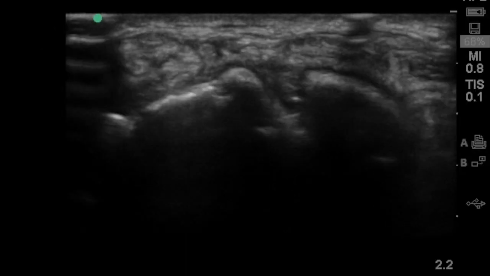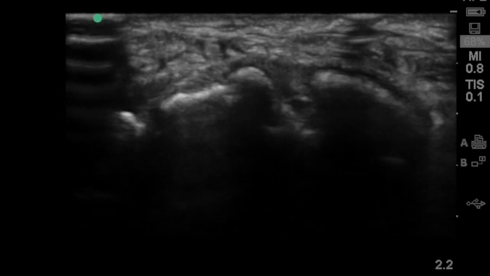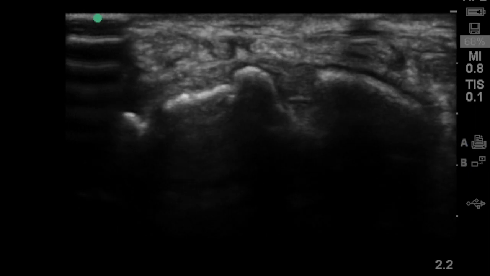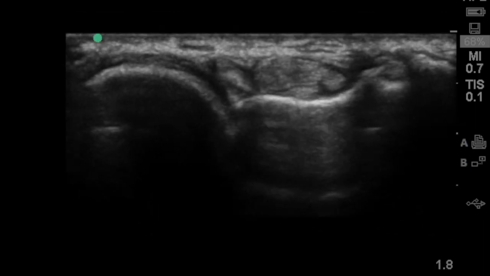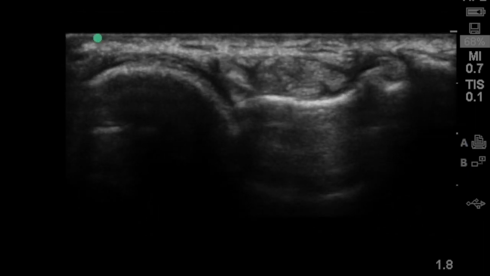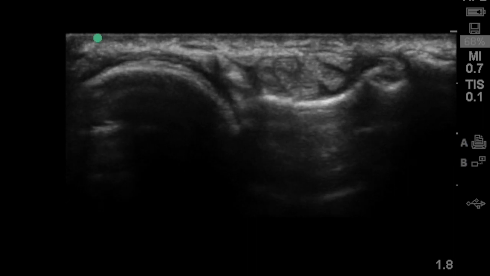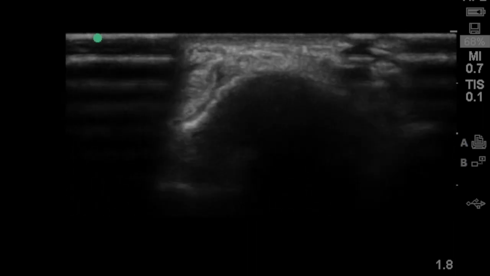Hyperechoic is the term that refers to things that are bright under ultrasound. Bone tends to be the most bright of the tissues, followed by tendons and ligaments. This short-axis view of the dorsum of the wrist demonstrates the scapholunate articulation. The carpal bones are bright and hyperechoic, with no wave penetration deep to the bright cortical echo.